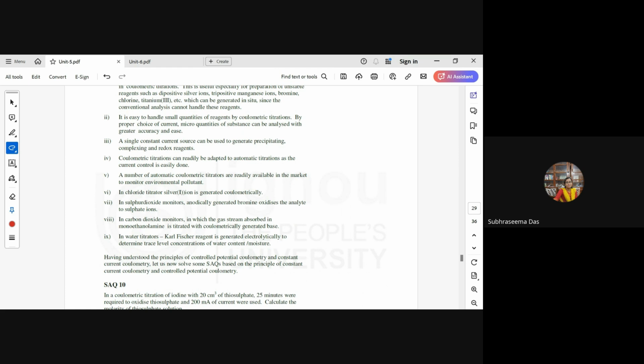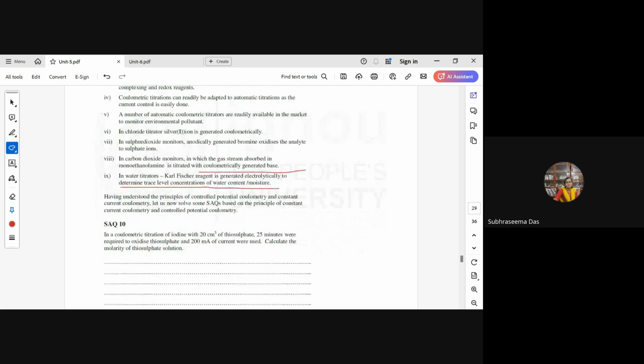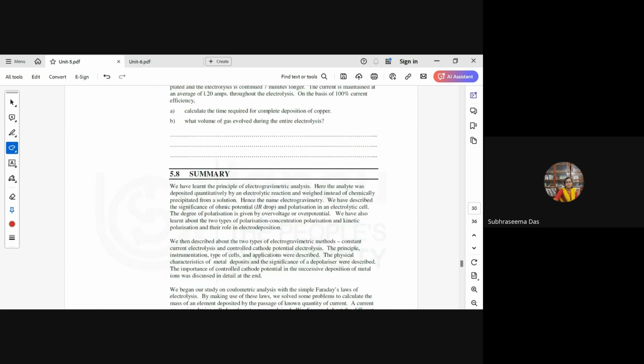In chloride titrators, silver ion is generated coulometrically. In carbon dioxide monitors, the gas stream absorbed in monoethanolamine is titrated with coulometrically generated base. In water titrators, the Karl Fischer reagent is generated electrolytically to determine the trace level of water content or moisture. So these are some of the important applications of coulometry.